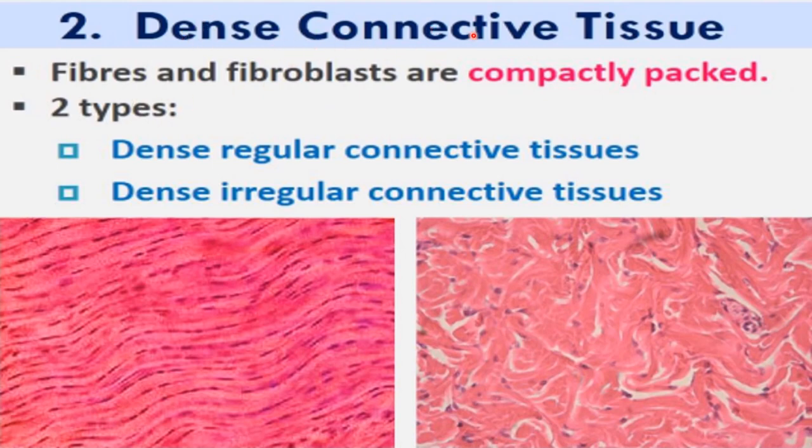So dense connective tissue is of two types, dense regular and dense irregular. Here you can see this is dense regular connective tissue. This one is dense regular connective tissue. As you can see, this regular pattern here, and this is dense irregular connective tissue.